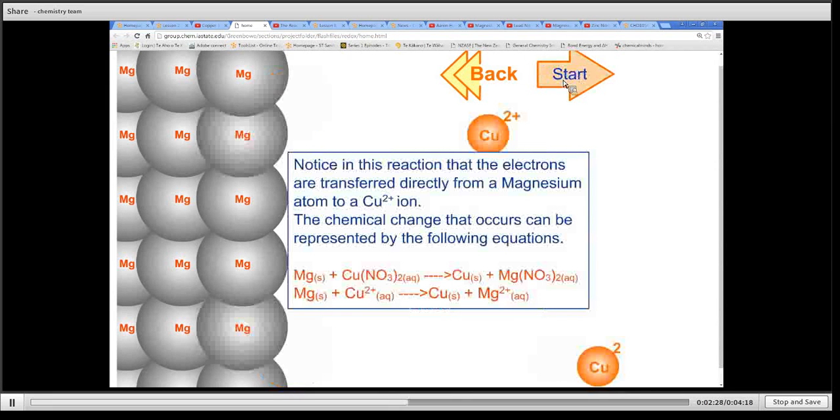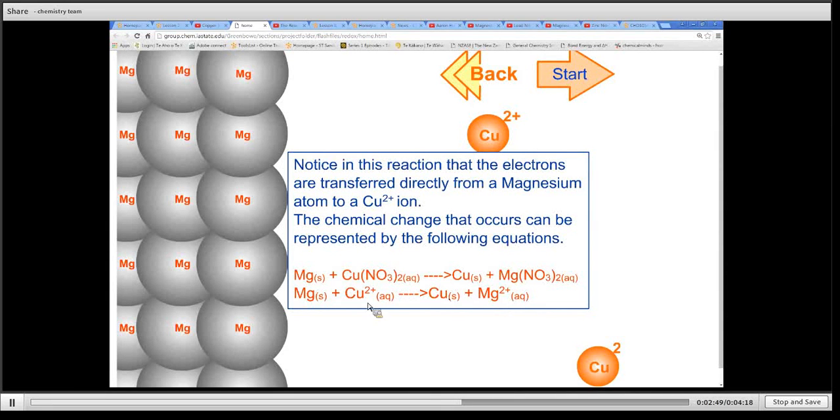So we can see this step by step. The electrons from the magnesium: magnesium is a more reactive metal and it hands over its electrons to the copper 2+ ion. So we show it by solid magnesium reacting with the copper ions to form solid copper metal, and the magnesium goes into solution.